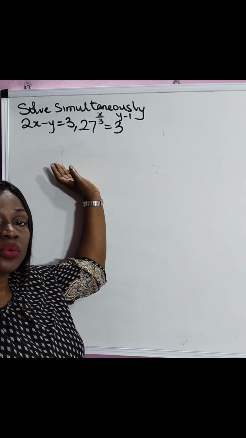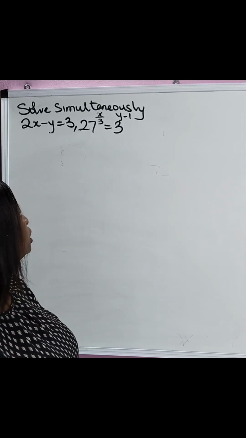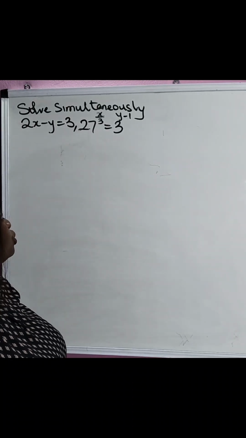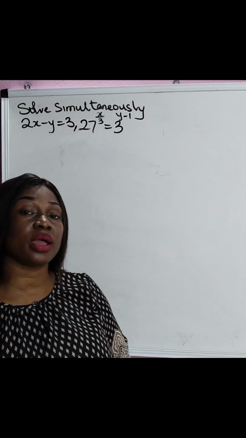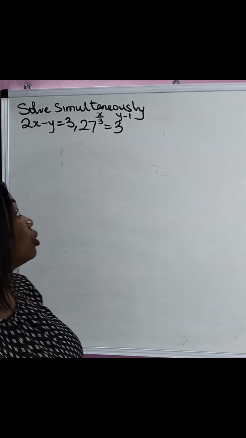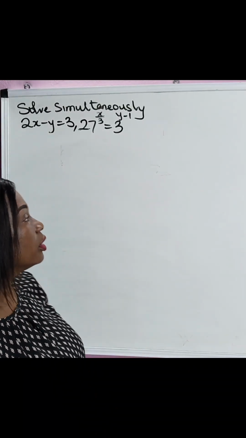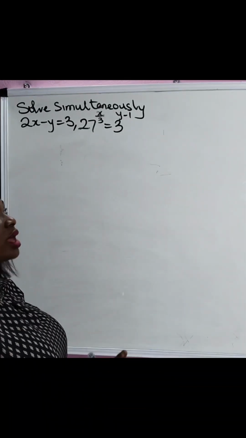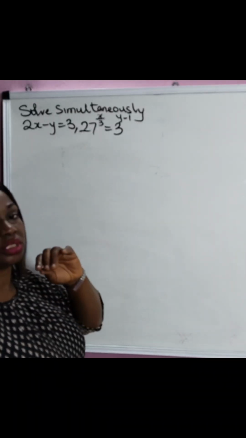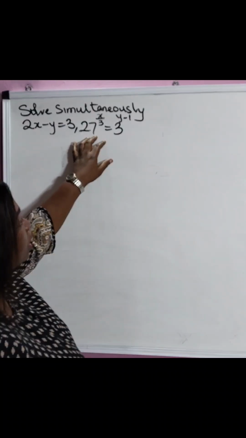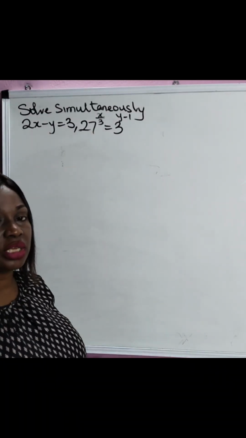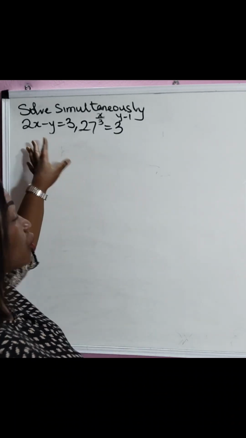The question we have on the board says solve simultaneously 2x minus y equal to 3 and 27 raised to the power x over 3 equal to y minus 1. Now, this equation on the board has one linear equation and one indicial equation. We are going to change this indicial equation to a linear equation before we can solve simultaneously.